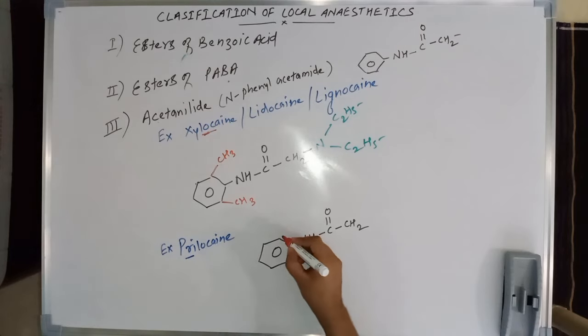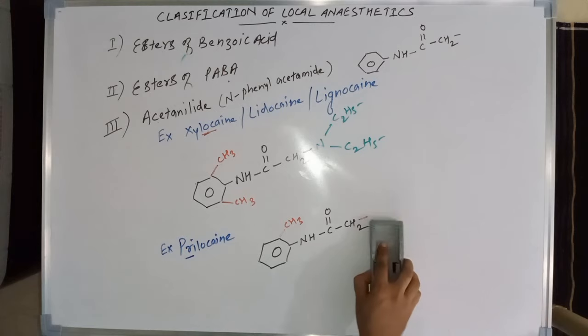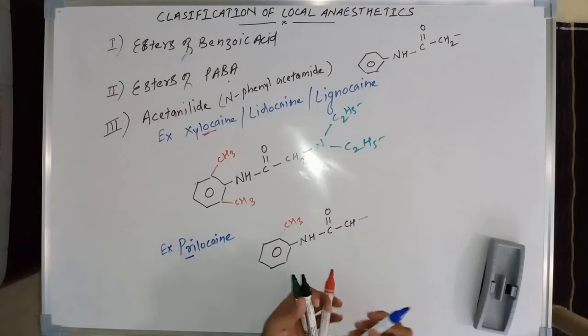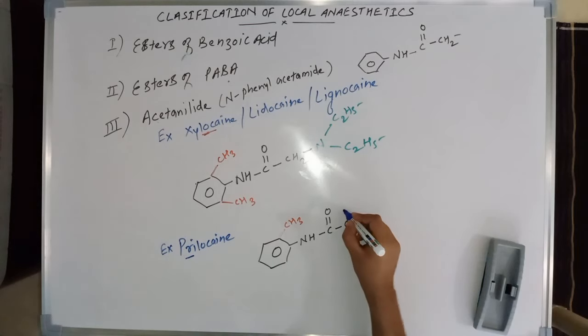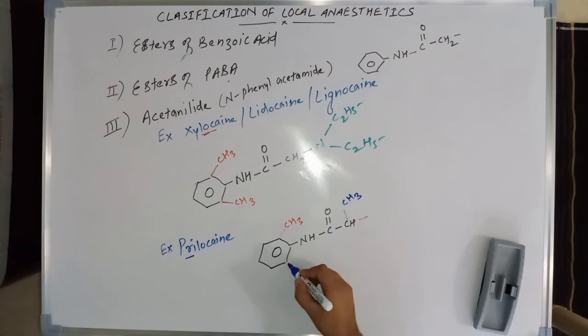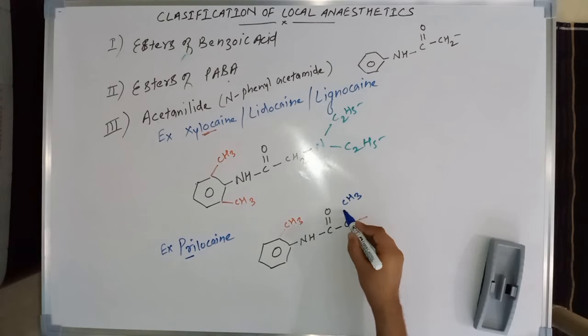In prilocaine, here is the methyl group. The methyl group at this position is not present in this drug, but here there are slight changes. What are those changes? On this methyl group, one hydrogen is replaced by one methyl group. So you can memorize that the methyl group which is absent here is shifted from this position to this position. So here is the methyl group.